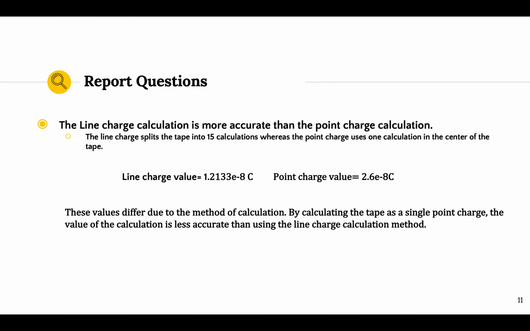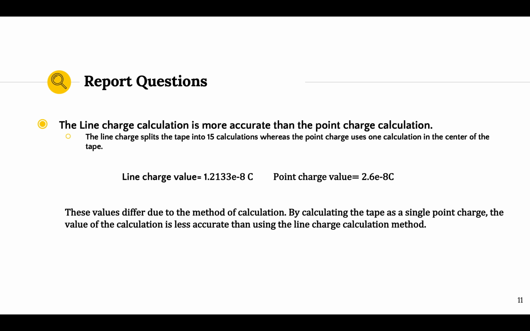And finally, the report questions. The line charge calculation is more accurate than the point charge calculation because the line charge splits the tape into 15 calculations, whereas the point charge uses a single calculation considering the center of the tape. The line charge value I got was 1.2133, and the point charge value was, that should be switched, the line charge value was 2.6 times 10 to the negative 8 coulombs, and the point charge value is actually equal to 1.2133 times 10 to the negative 8 coulombs.